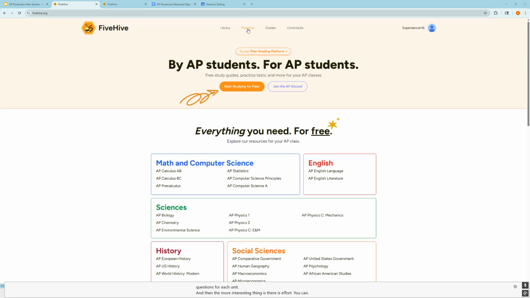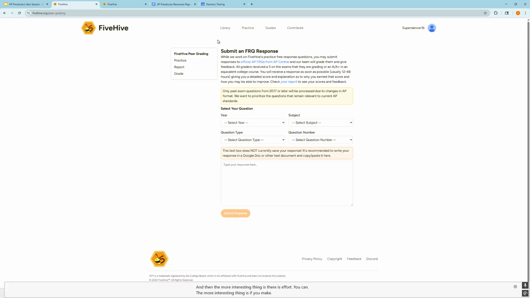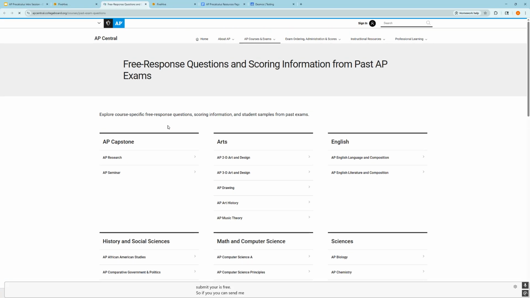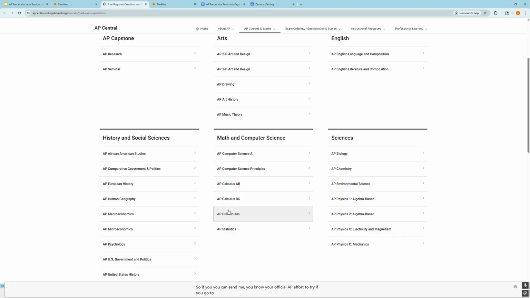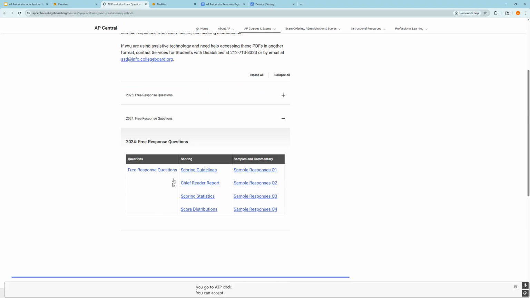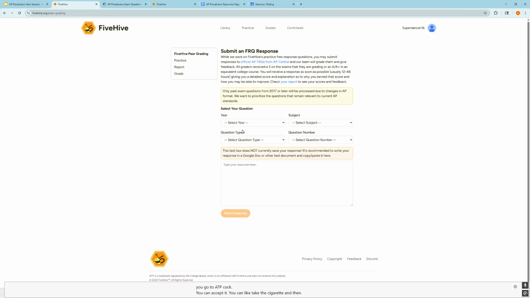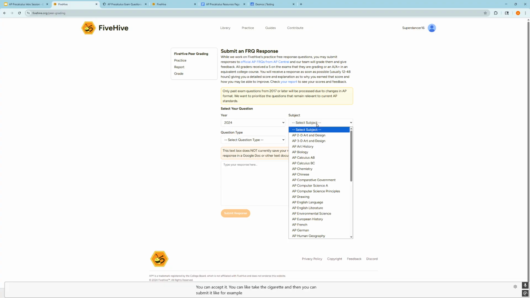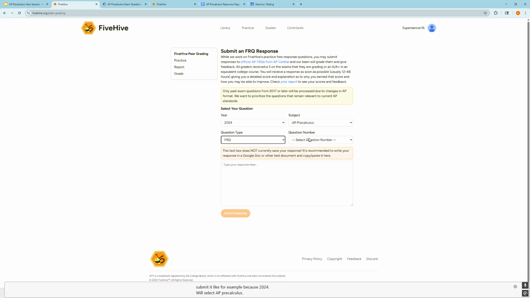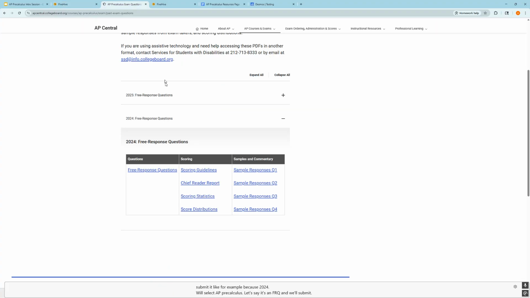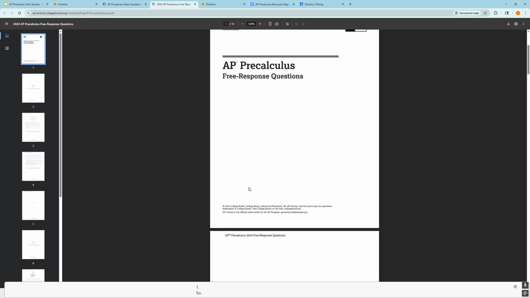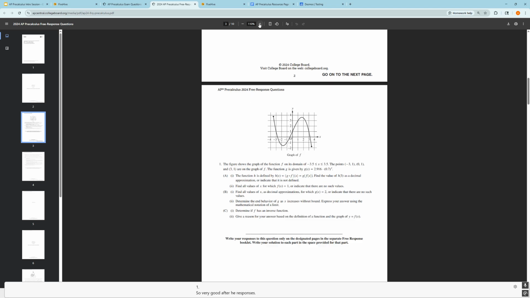The more interesting thing is if you make an account, you can submit, your 5 is free. You can submit your official AP FRQs. If you go to AP Precalc, you can take this thing and then submit it. For example, if we go to 2024, we'll select AP Precalculus, we'll say it's an FRQ, and we'll submit FRQ 1. So we're going to go to FRQ responses, and then we're going to answer FRQ 1.